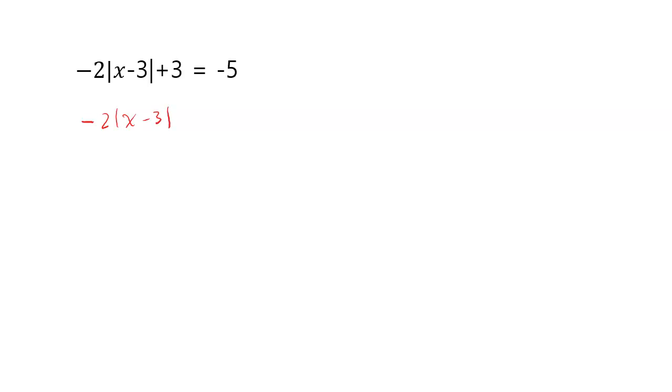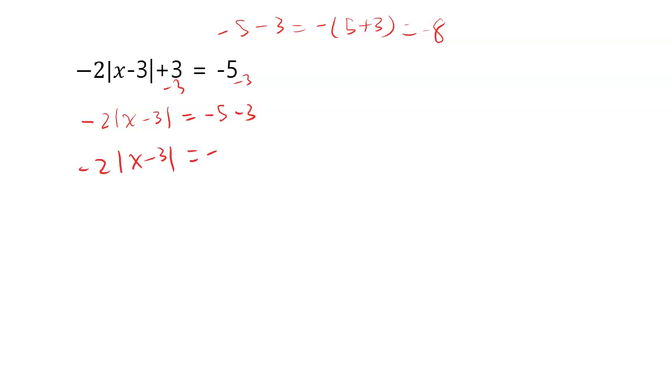So what you want to do is you just subtract 3 from both sides, so that it's negative 5 minus 3. Negative 5 minus 3 is like negative 5 plus 3, so that's negative 8. So you have negative 2 times the absolute value of x minus 3 equals negative 8. And then you divide by negative 2. Divide by negative 2, you have the absolute value of x minus 3 equals 4.